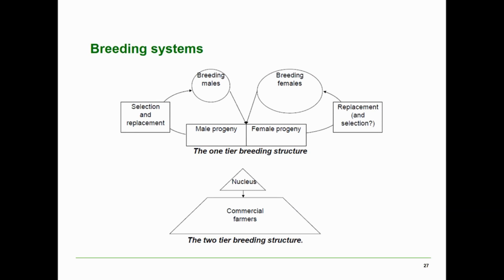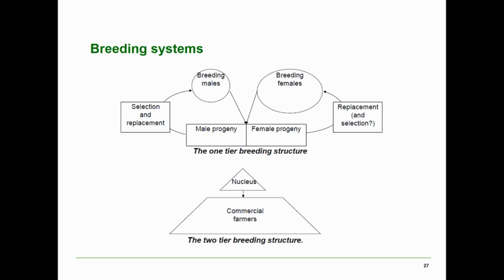Now there are different levels or possibilities for this. Again, there is a single tier structure, where there is a progeny of male and female. From this, the best males and females are selected. They are bred again, and they give rise to the next generation of the population, which is again used to select the best males and females. And it goes on in these types of circles.